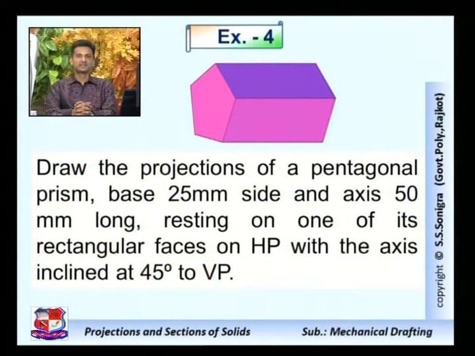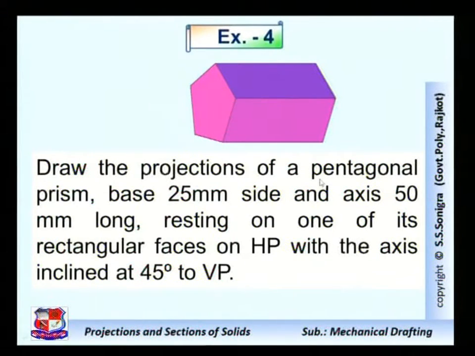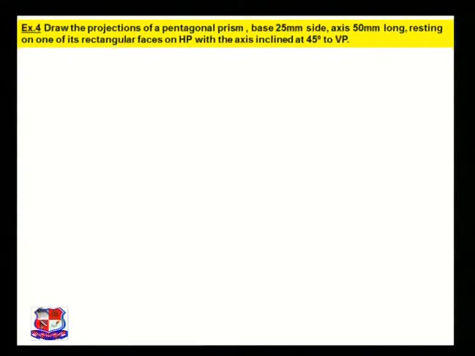So it should be like this. Here this is the rectangular face, this is the rectangular face, and it is resting on its rectangular face. So it should be drawn like this. Draw the XY line, which represents the intersection of HP and VP, like this.